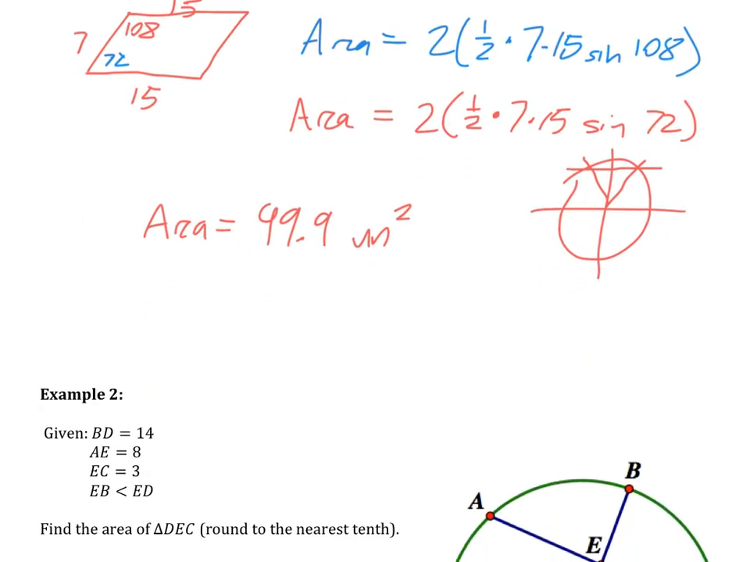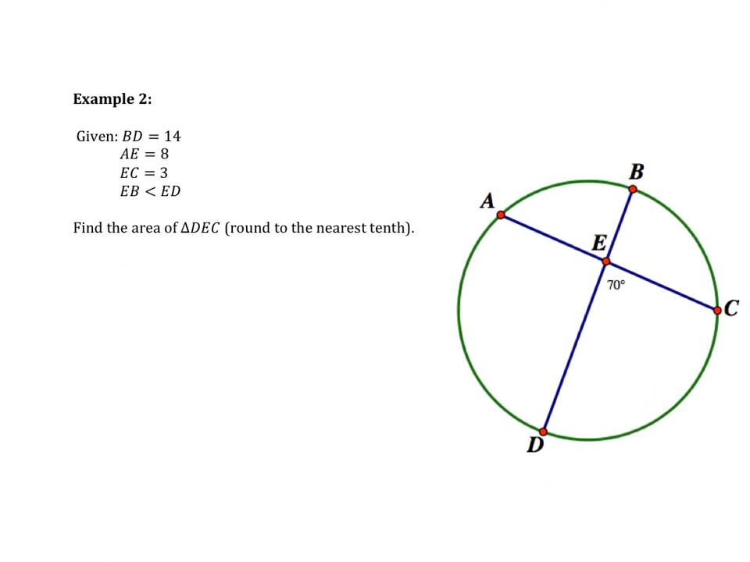Okay, another example. Example 2. BD equals 14, AE equals 8, EC equals 3, and EB is less than ED. Find the area of triangle DEC. Oh, and it's given to us that the angle is 70. So EC is 3, AE is 8. I know the whole thing is 14, so I'm going to call this X and 14 minus X.